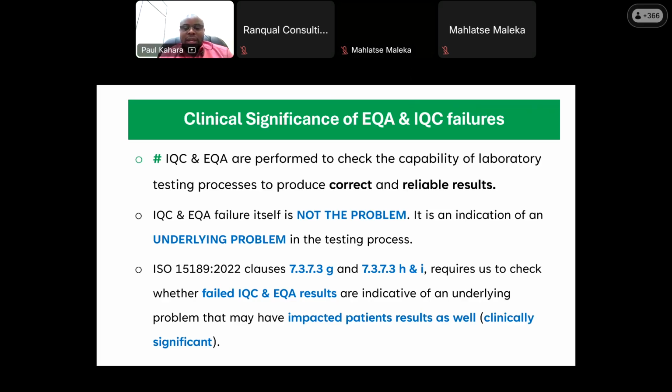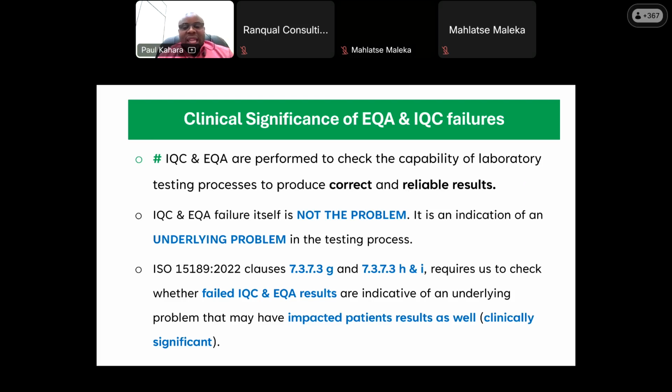Just to recap, IQC and EQA are usually performed to check the capability of laboratory testing processes to produce correct and reliable results. The reason why we engage ourselves in IQC and EQA is to check the validity of results. We want to know whether the results we are going to release to the patients are going to be credible, correct, precise, and accurate. That is why we subject our equipment and our testing methods to these IQC and EQA.